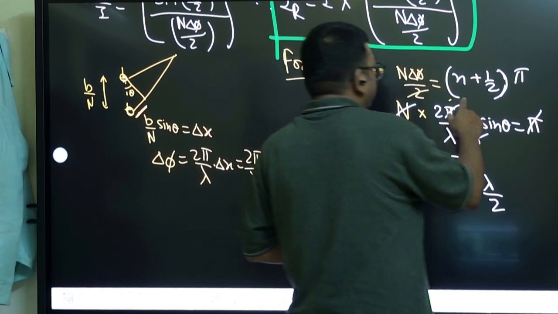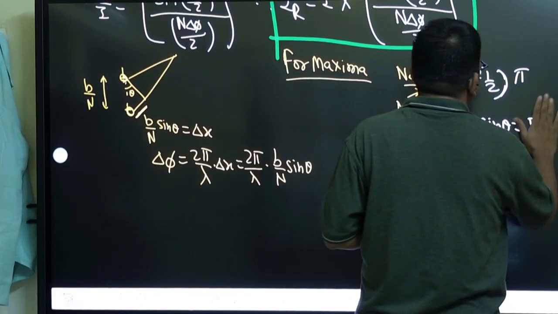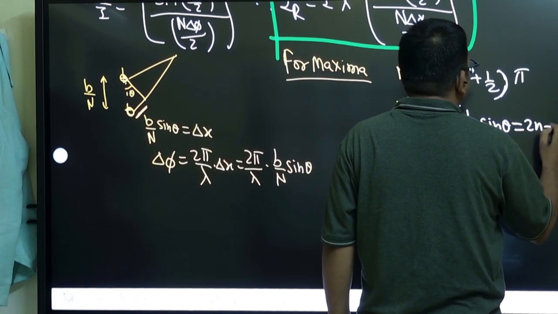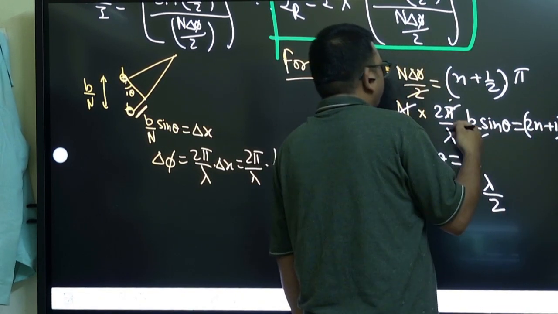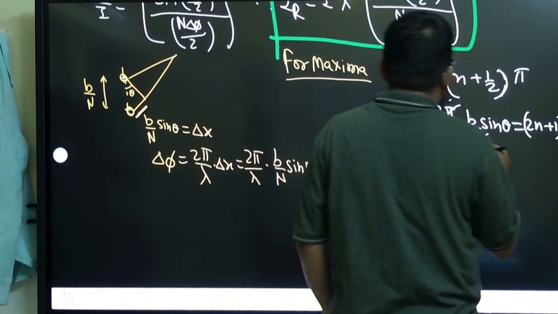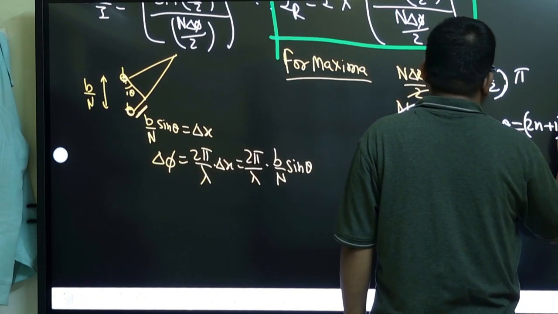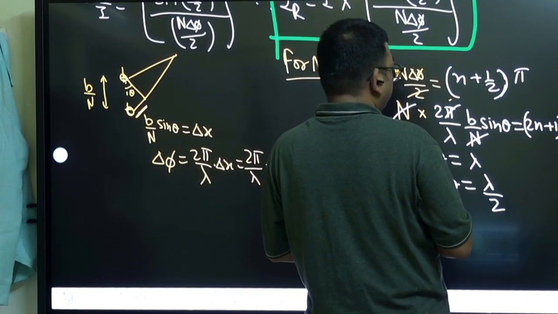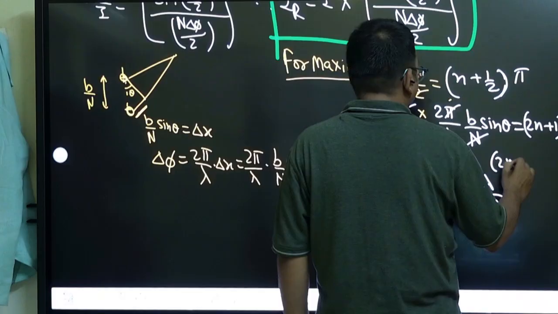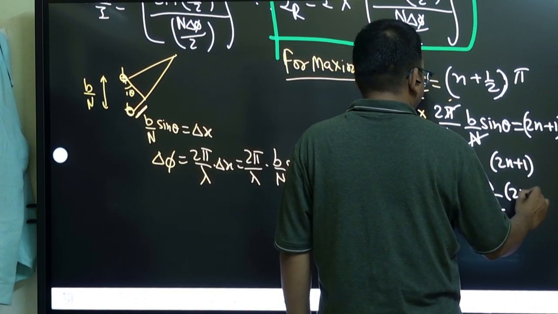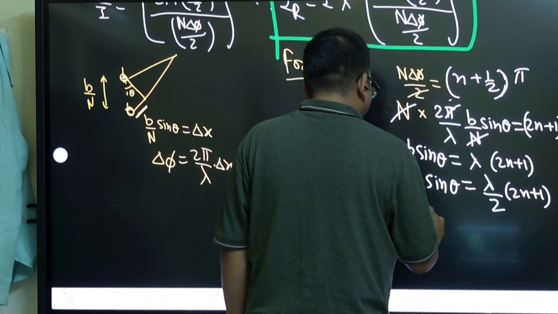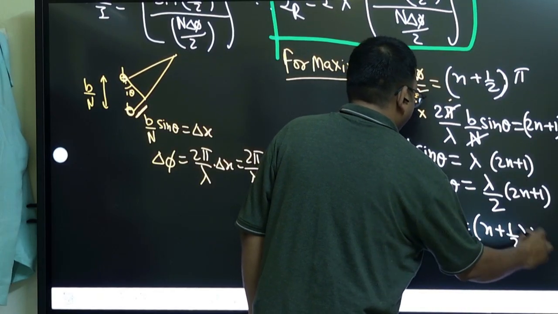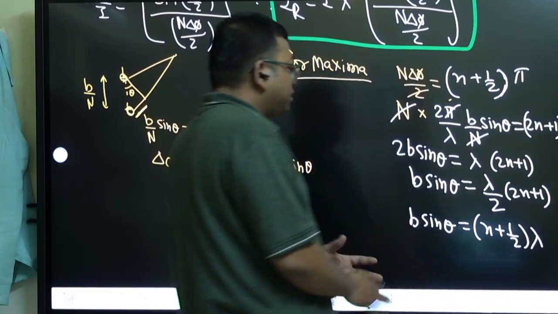So here, if I take the LCM, the 2 gets cancelled, and it will become 2n plus 1. Pi also got cancelled. So then lambda will come and 2n plus 1 will come. So here b sine theta is coming as n plus half lambda. This is the condition for maxima.